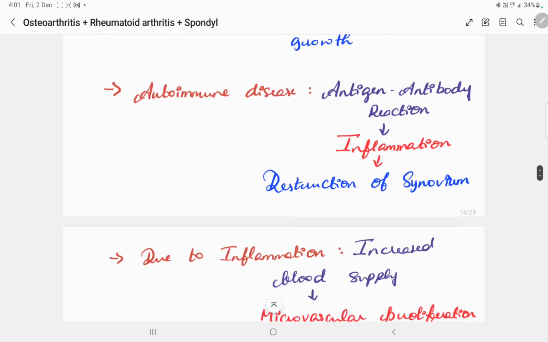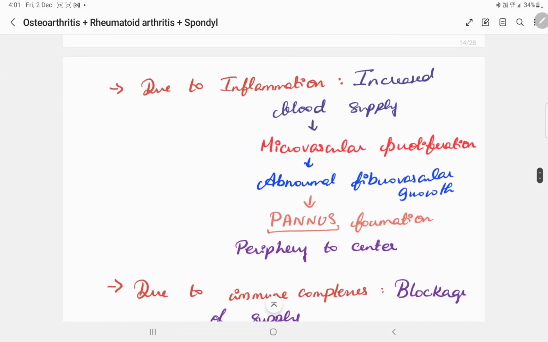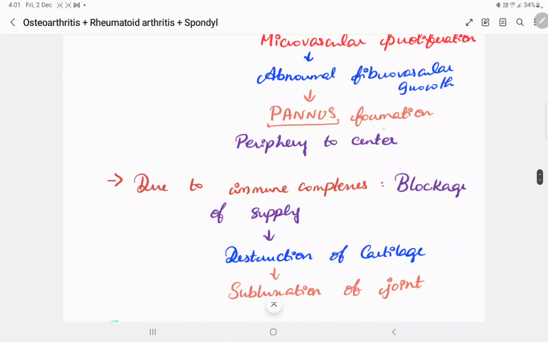A quick recap of what we saw. This is an autoimmune disease. There's an antigen antibody reaction which leads to inflammation, and then there's destruction of the synovium. How does this occur? Due to inflammation, there will be an increased blood supply. Increased blood supply and microvascular proliferation will lead to abnormal fibrovascular growth, which is called pannus formation. This pannus formation occurs from the periphery to the center.